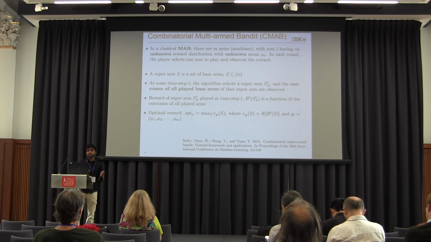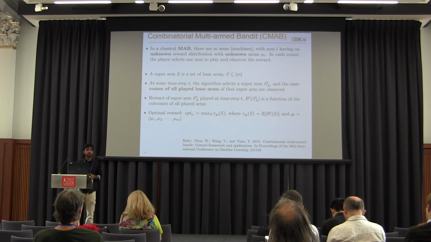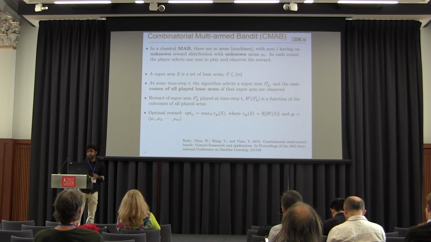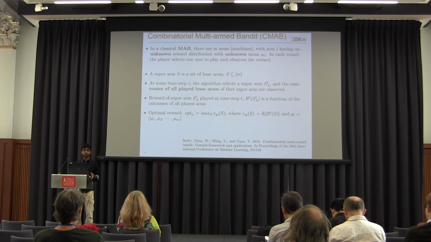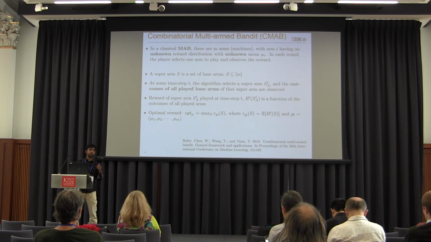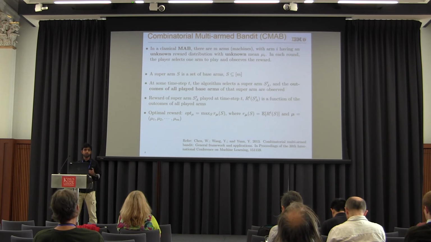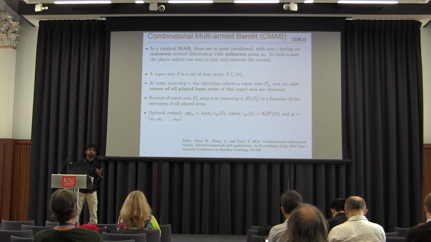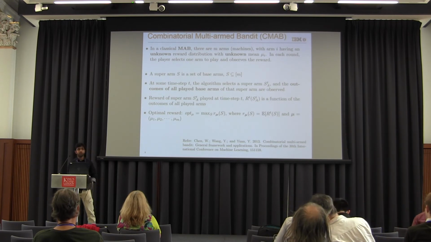So we are using another version of MAB called combinatorial multi-armed bandit, or CMAB, which was introduced in a 2013 ICML paper. Here a super-arm is basically a subset of arms, and at each time step the algorithm selects one super-arm to play and the outcomes of all the played base arms are observed. The reward is a function of all the outcomes of the played arms. In the simplest form it is just the linear sum of the observed outcomes, and it can even be some nonlinear function of these outcomes. Again, you want to maximize your reward over time.